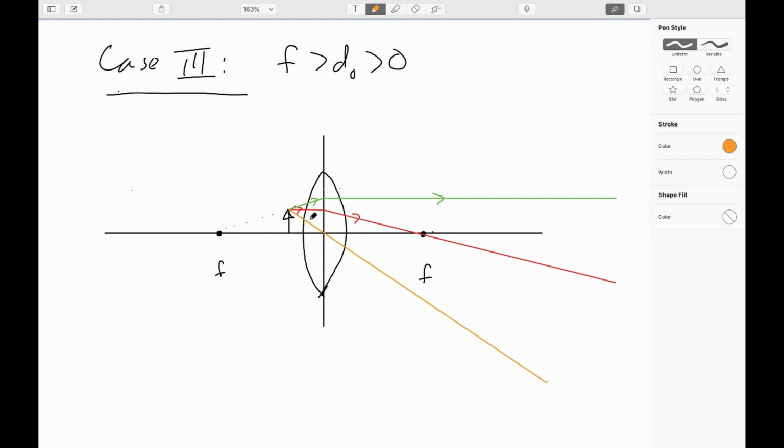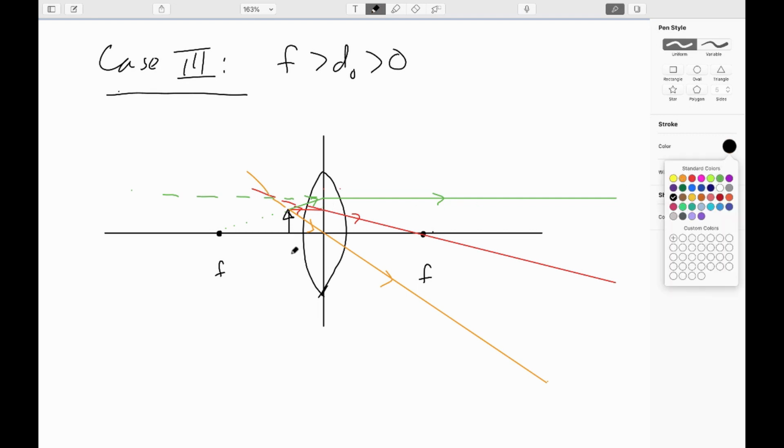All right. Well, I think it's pretty clear looking at these that these are never going to converge. So we're going to have a virtual image. This means we'll have to look through the lens to see the image. So we need to backtrack the rays to see where they appear to come from. Not too bad. Yep, sure enough, right there. And what we get, so this is my object here, and this is my image, like so.